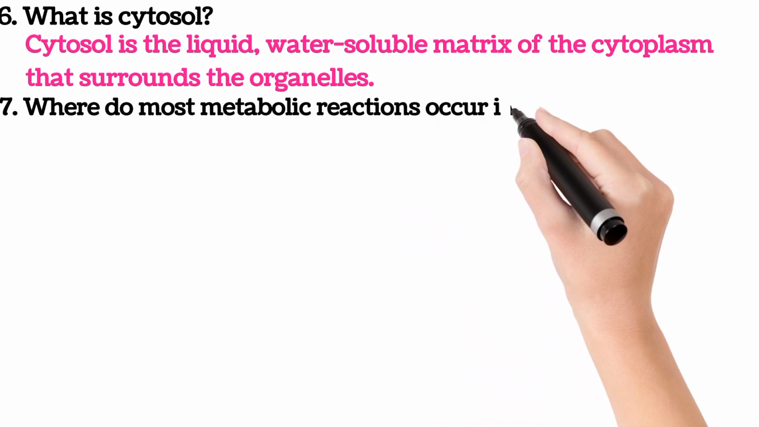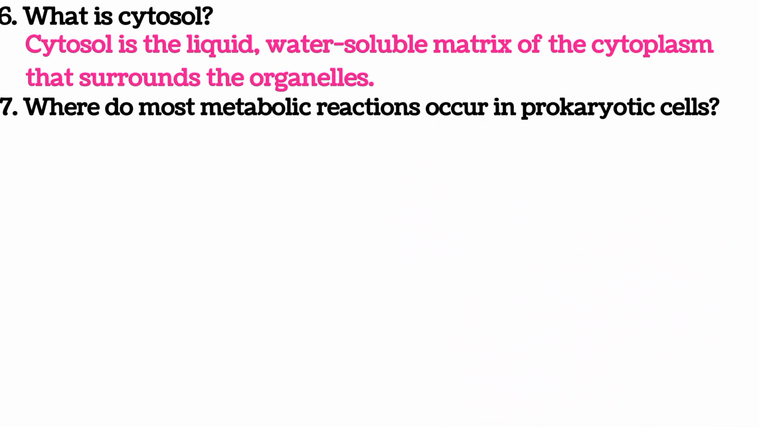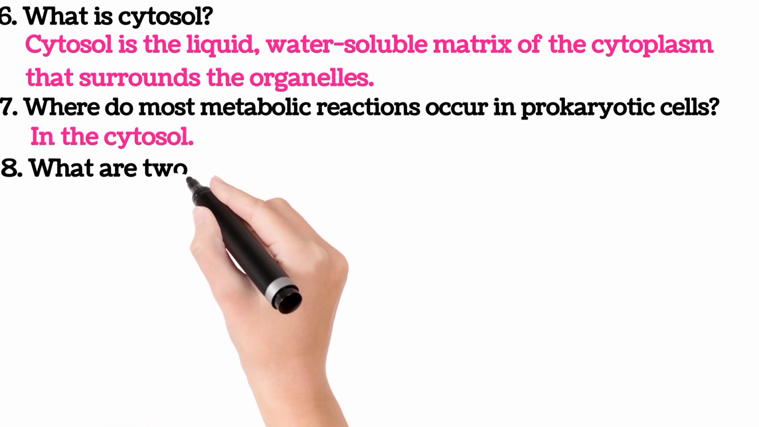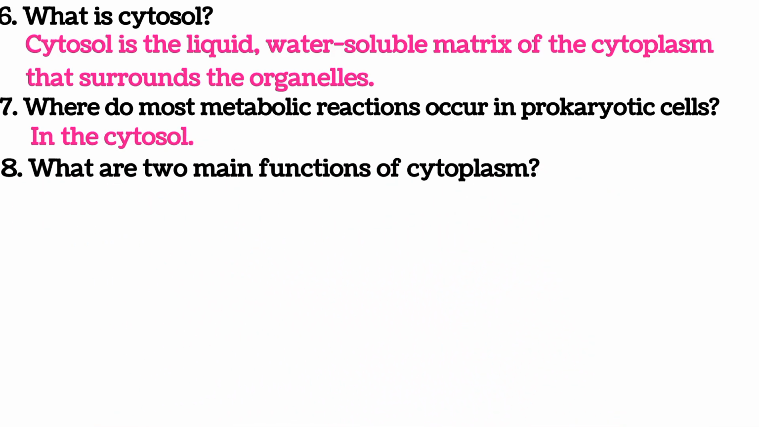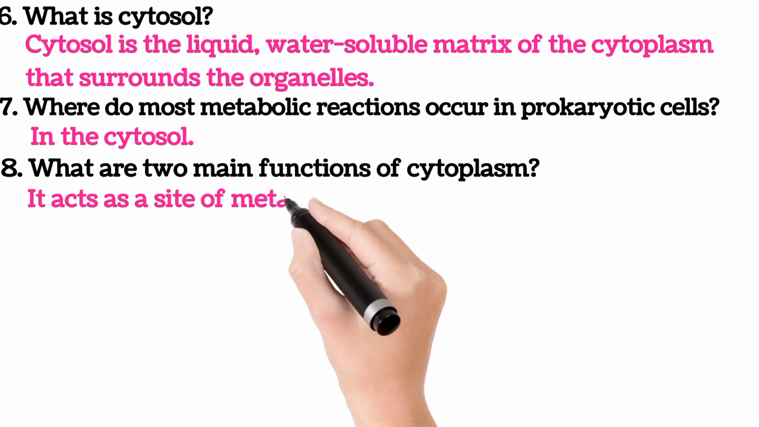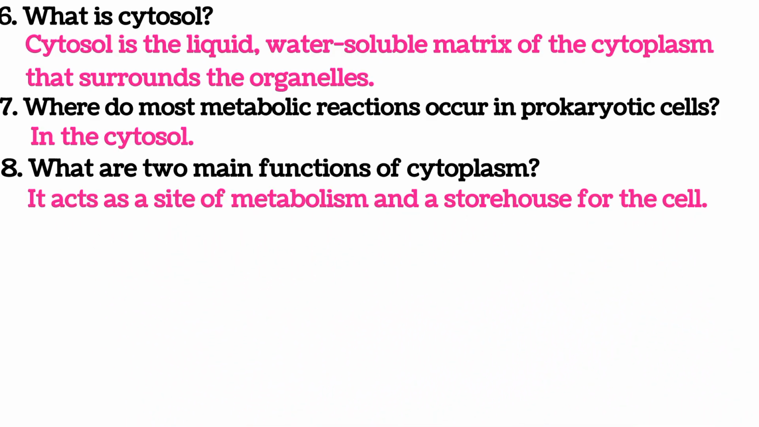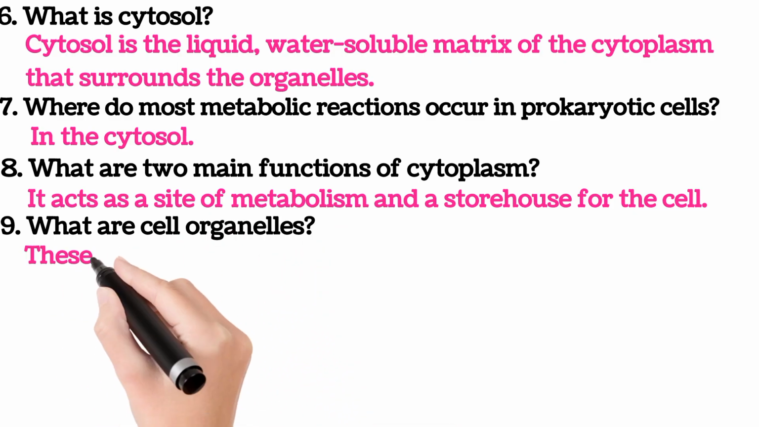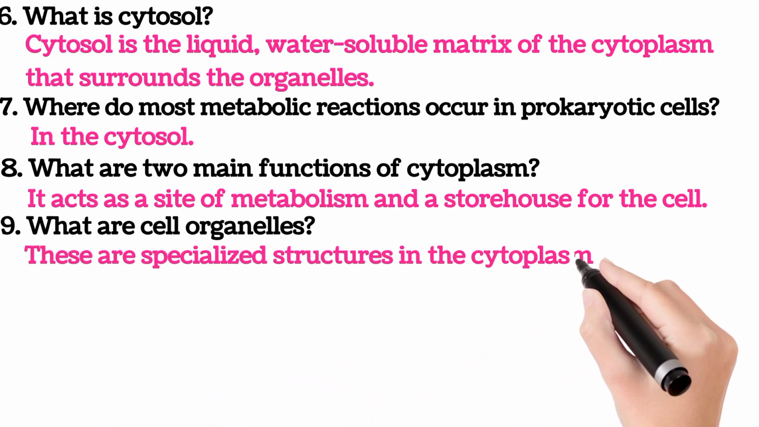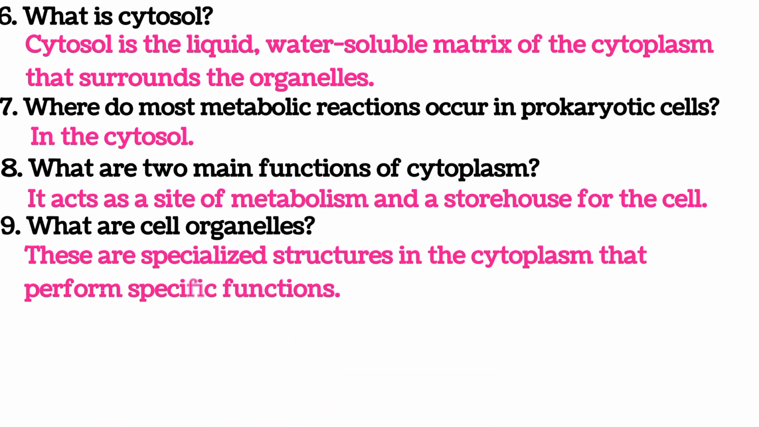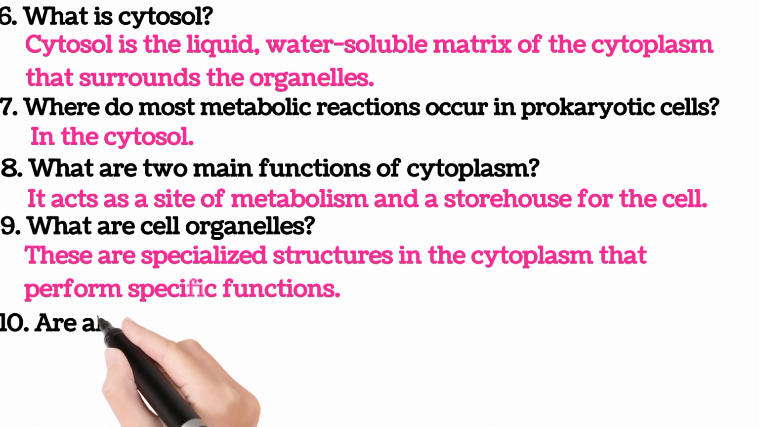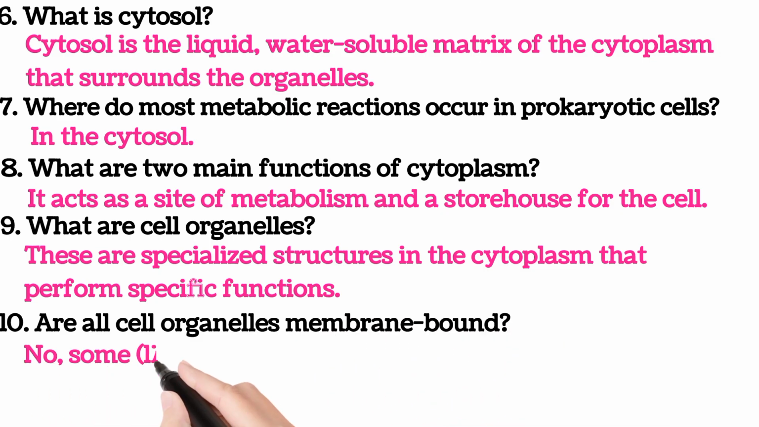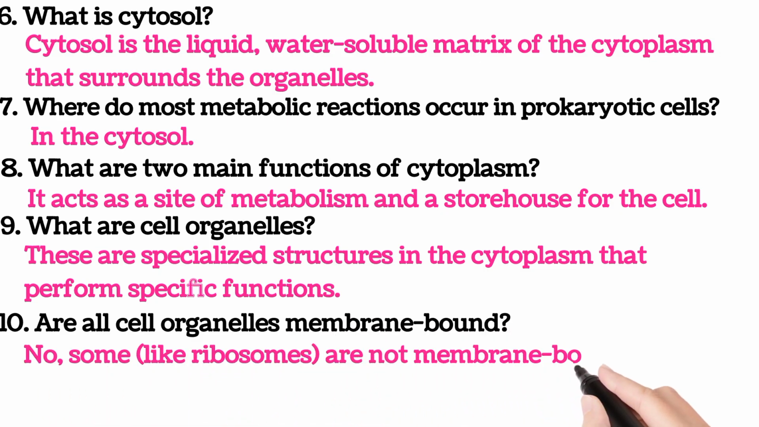Where do most metabolic reactions occur in prokaryotic cells? In the cytosol. What are two main functions of cytoplasm? It acts as a site of metabolism and a storehouse for the cell. What are cell organelles? These are specialized structures in the cytoplasm that perform specific functions. Are all cell organelles membrane-bound? No, some, like ribosomes, are not membrane-bound.